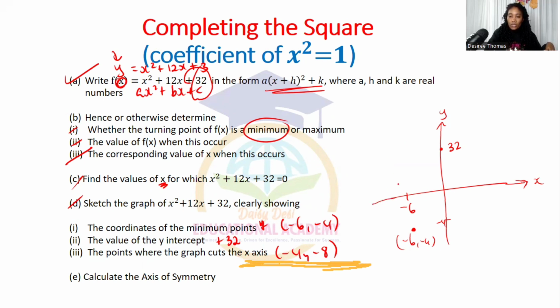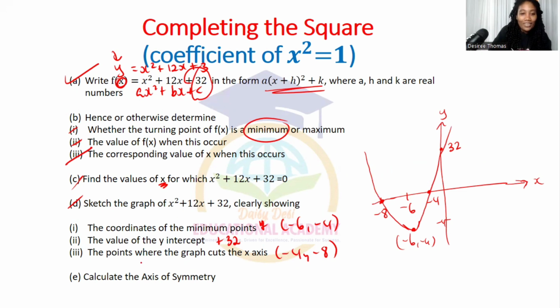So we have minus 8 here, where the graph cuts, and it also cuts here at minus 4. Remember it's a minimum. We worked it out to be a minimum because A is 1, which is greater than 0. Minimum means it is shaped like this. It cuts the x-axis at these two points, and it cuts the y-axis at 32. Then you just complete your curve. Of course, when you do it on your graph paper or in your book, it will look a little better than what I have on the screen. So basically that is our sketch.